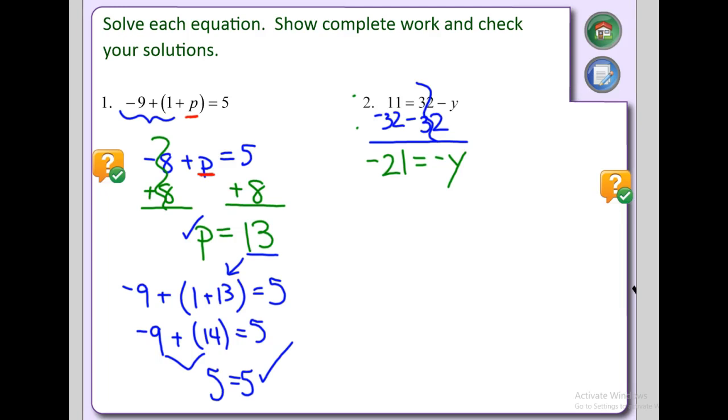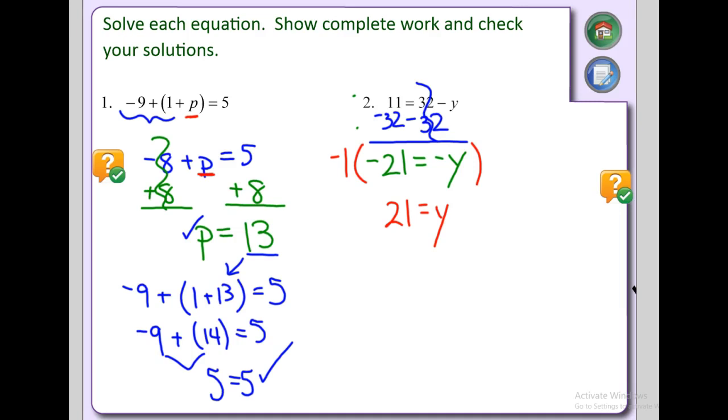What property did we learn back in chapter 2? Nice. We can use the property of negative 1. Remember, we saw if I multiply things by negative 1, it changes everybody's sign. So that's going to give me 21 equals y. Okay? So again, when I get y alone, it's got to be a positive understood 1. So that's my final answer.